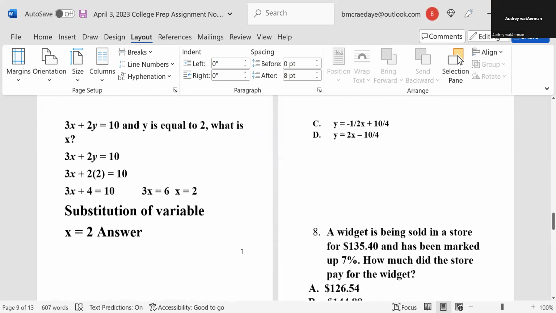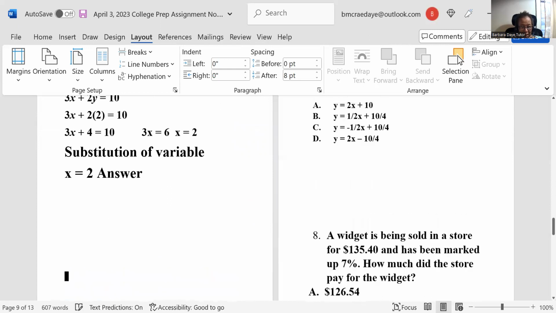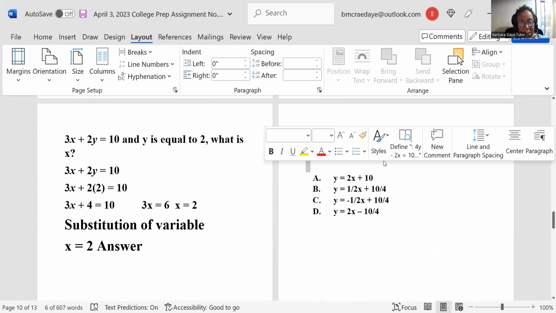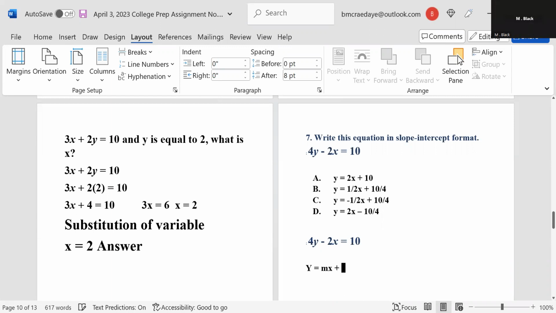Okay. All right, let's go to number 7. And I think you could do this one because remember, you want to get this in the format. Let me just put this here. You want to get it into y equal mx plus b format. So let's just put that there. And when you finish, you want your equation to be in the format y equal mx plus b. That's the general format. Okay.